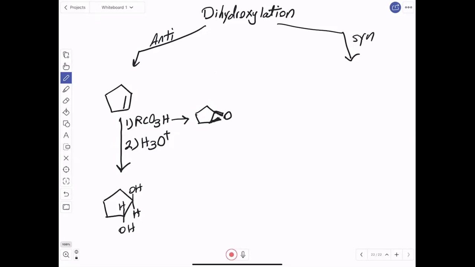Because again, it's a bridge, right? So one side of the molecule is blocked by the bridge, by the oxygen. So H2O has to attack from the opposite side, and the final product will be a trans diol.